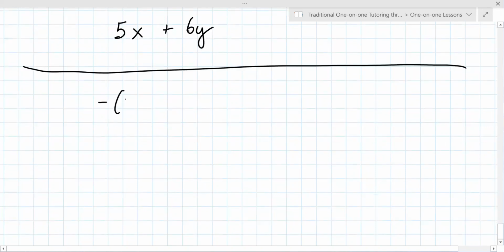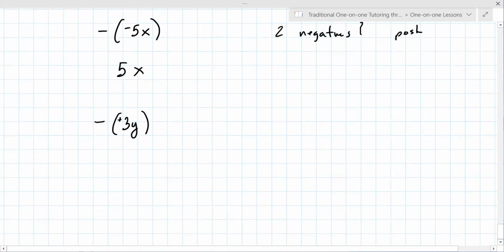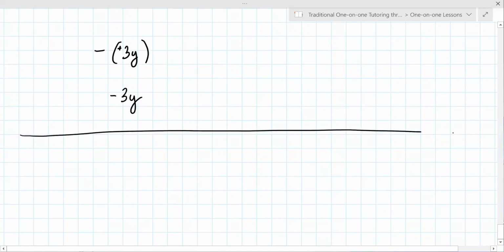What is negative 5x? What do two negatives become? A positive. Now you've probably heard that, but it undoes the other. So this is 5x. What is negative of 3y? Well, 3y is positive, so the negative takes over. So this becomes negative 3y. Okay, so let's try something simple here.